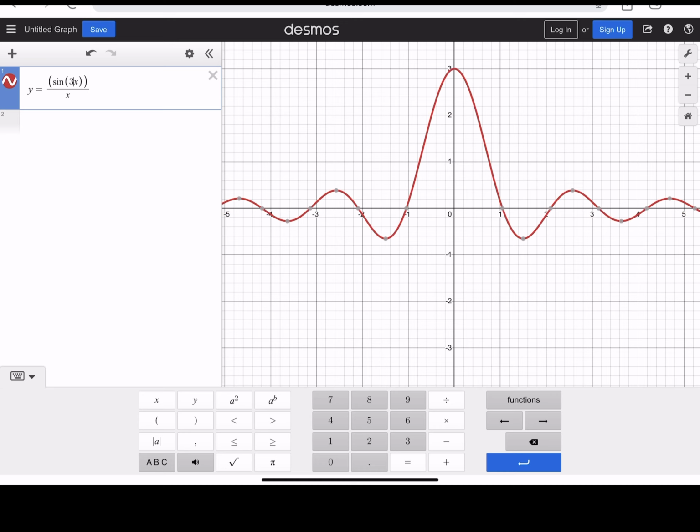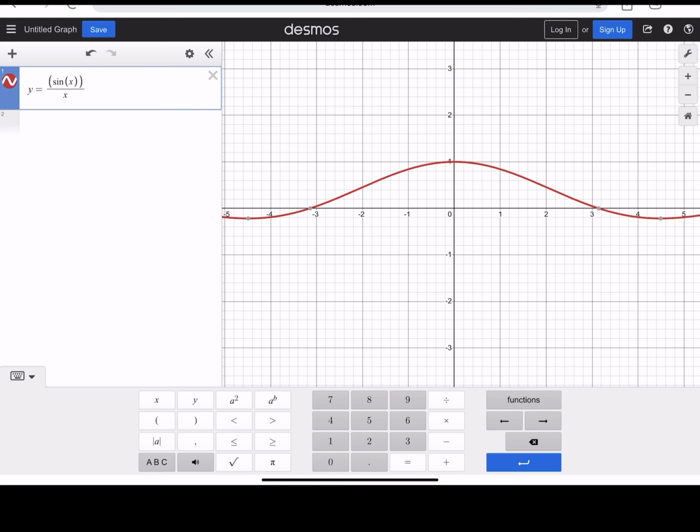Let's change this to a 3. Now the function is approaching a value of 3. Let's change that to a half. And we can see that the function is approaching a value of a half. So we have a suspicion that this limit is going to be equal to whatever coefficient we have on x in the numerator.